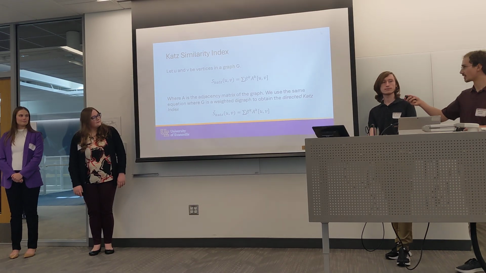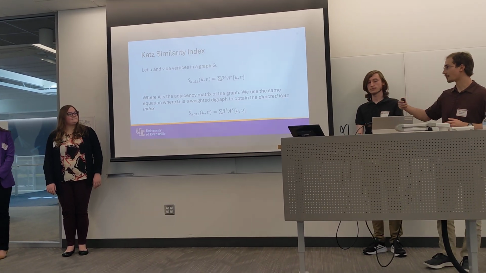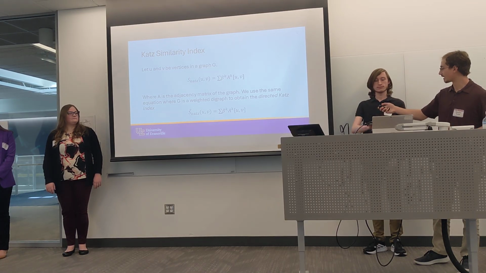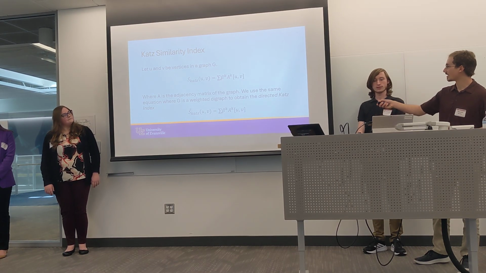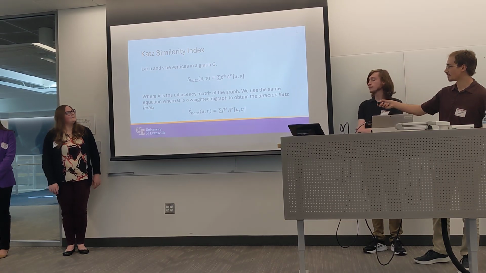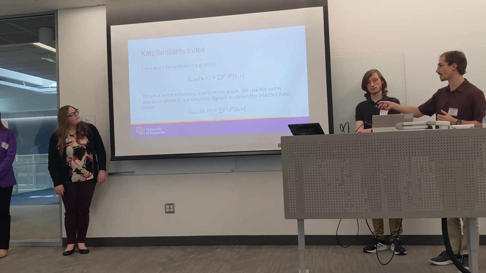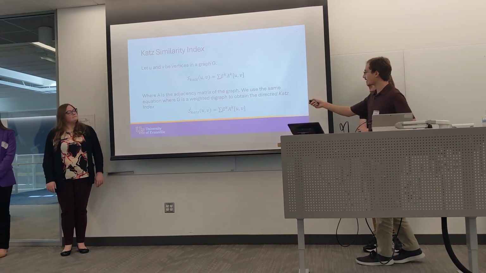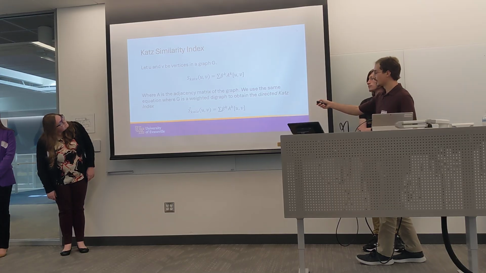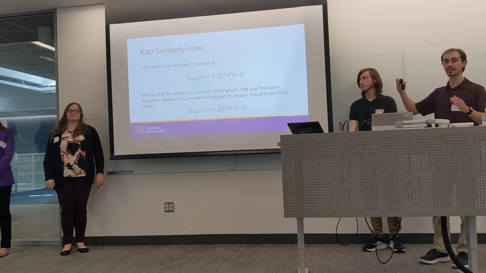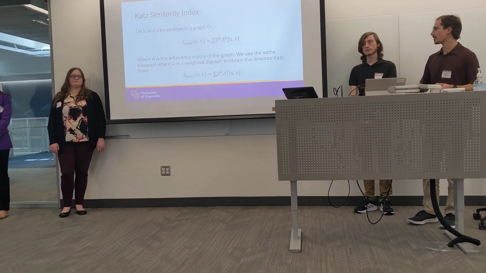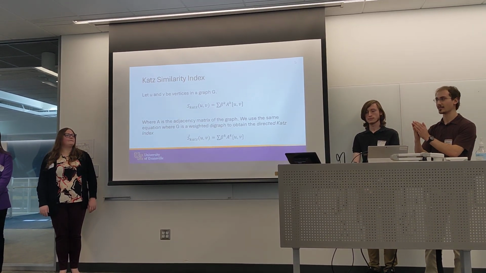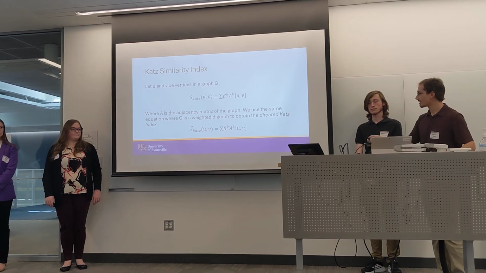So here, the Katz index was introduced however long ago as an index for graph theory, and here A^k is the adjacency matrix of the graph raised to the power k, and beta is an exponential dampener. And essentially what this does is A^k(u,v) tells us how many paths there are of length k between the vertices u and v. So essentially, the bigger the Katz index, the closer together the vertices are in the graph, is how we can think of it.